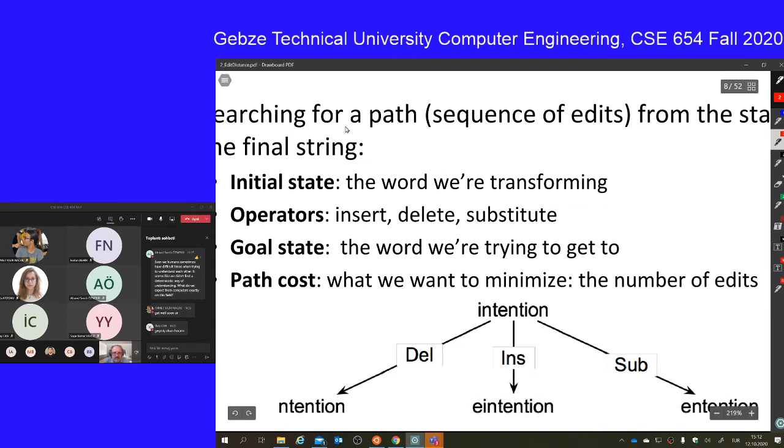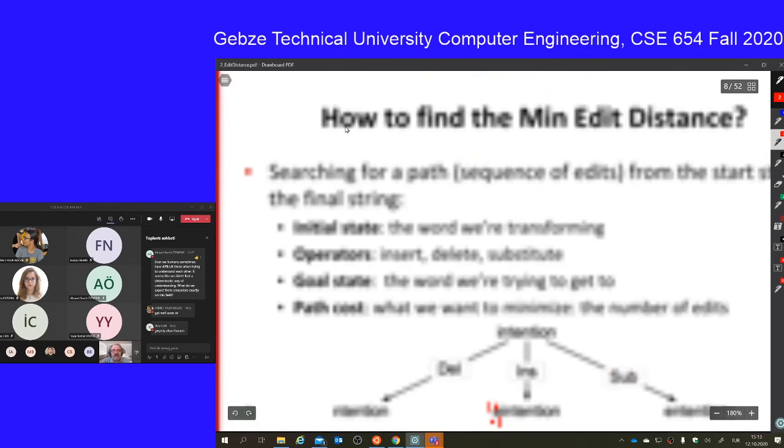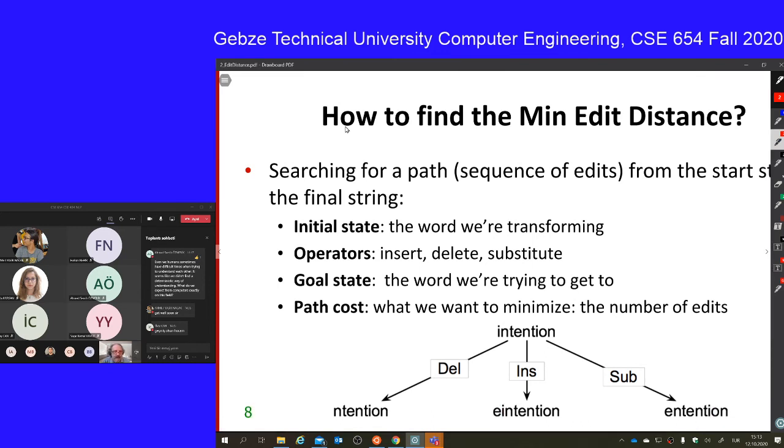Where does this E come from? Question. When I say delete, I know that I delete this I. But when I say insert, somebody made an insertion E. Where does this E come from? Or substitute. When I say substitute, I becomes an E. Is this because of pronunciation? No. What are we trying to do here? You're trying to find the minimum edit distance between intention and what? Execution, right?